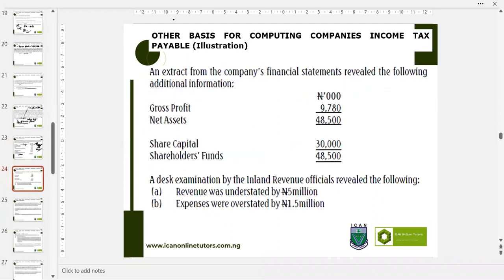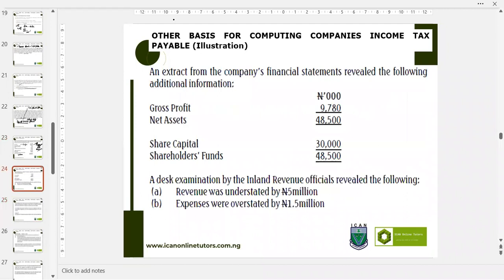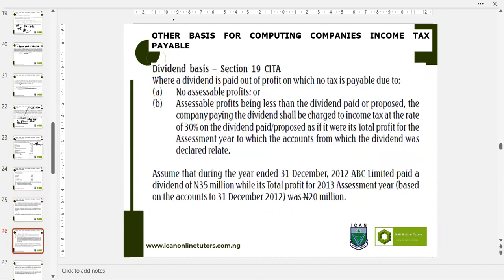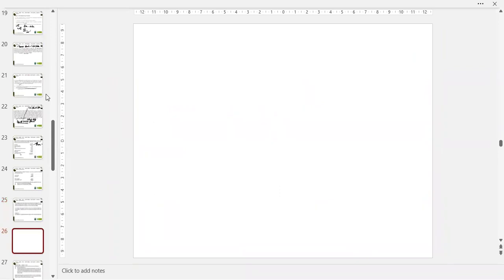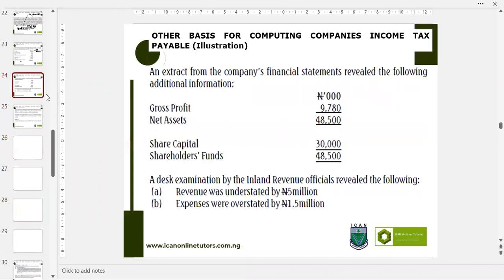So let's do it and see what we will have. Who is reading the question for us? Hello. No volunteer.